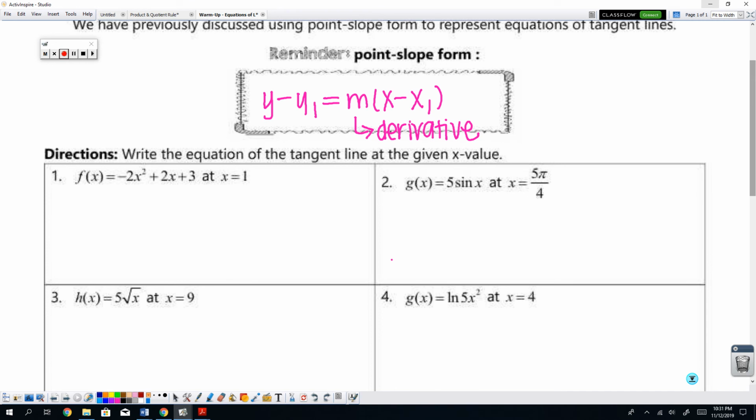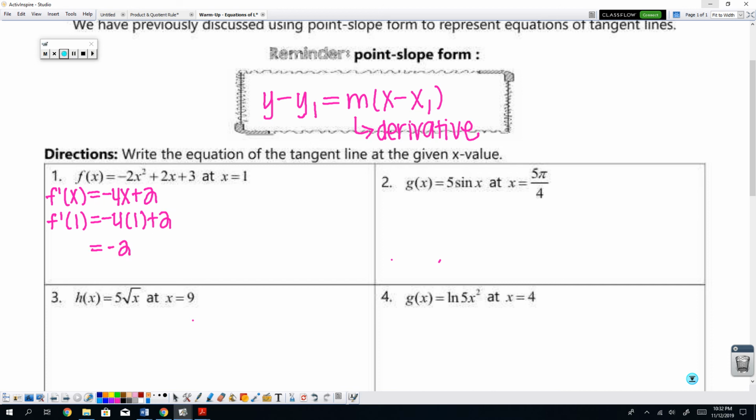Alright? So when you want to write the equation of the tangent line at a given x value, we're going to need to make sure that we know y1, x1, and m, which is our slope or our derivative. We need to make sure to know the derivative at that point, or at that x value. So we're going to start off by doing the derivative. We have f prime of x equals, and we're just going to do the power rule, so negative 4x plus 2. And then we are going to plug in 1. So f prime of 1 equals negative 4 times 1 plus 2, which gets us negative 2.